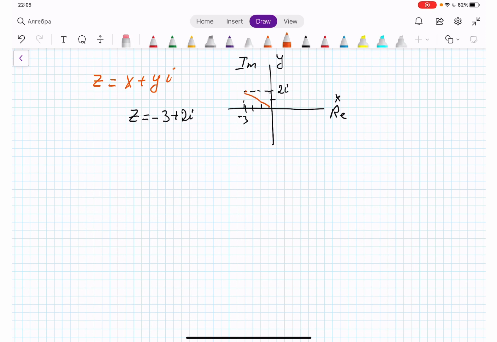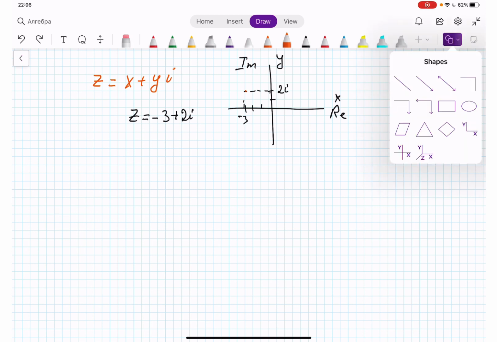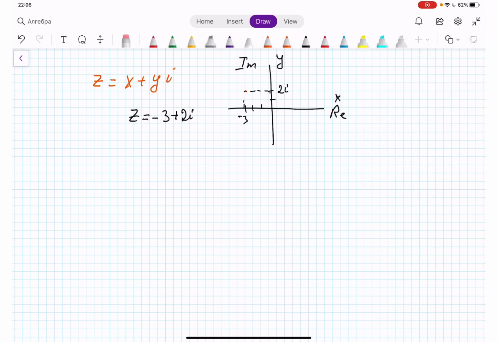a radius vector. Why do I say a radius vector, not just a vector? Because it's a radius. For a complex number, it's always a vector that starts from 0. That's important. Otherwise, it's just a vector that can start and end anywhere in space. So this is the radius vector. In the Cartesian system, its coordinates are -3 and 2.